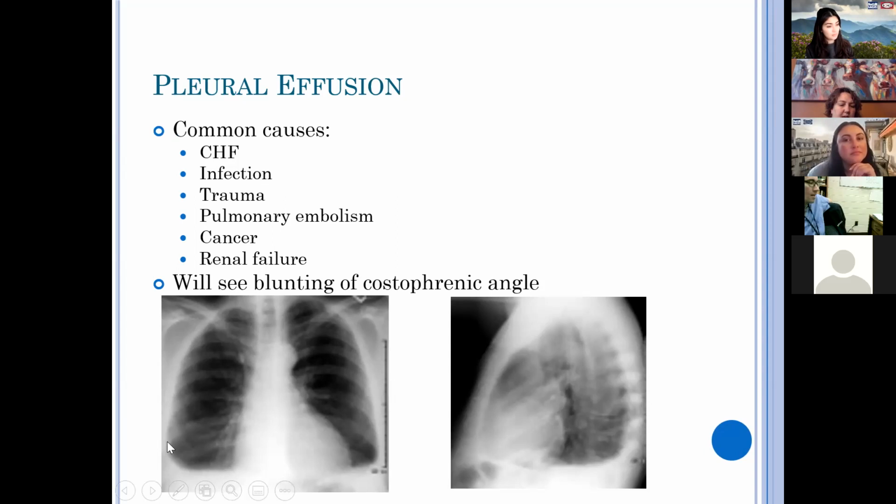And so you can see here that normally the costophrenic angle, I apologize, I don't have a normal film on this X-ray, but normally the diaphragm curves down here, and you have a part of the lung that sits in this area. And so here you can see that you've got this curve here, and this is all filled with fluid. You can see that here as well. You've got a curve here when normally you should see lung tissue down in this wedge-shaped area.